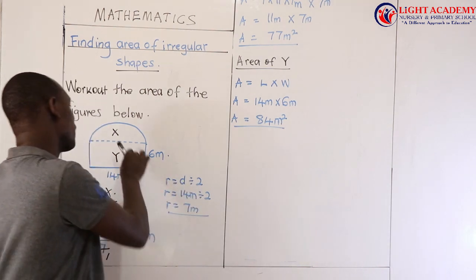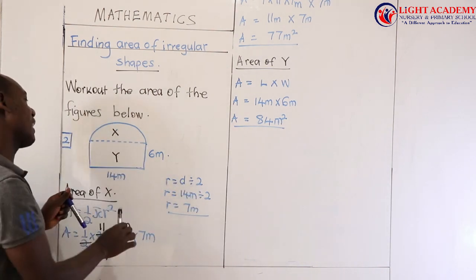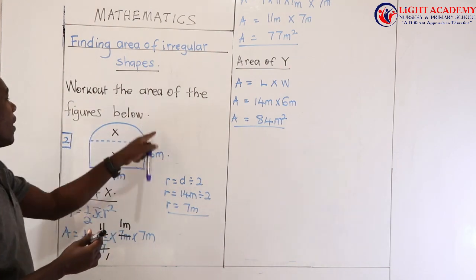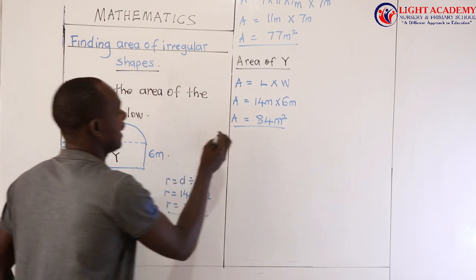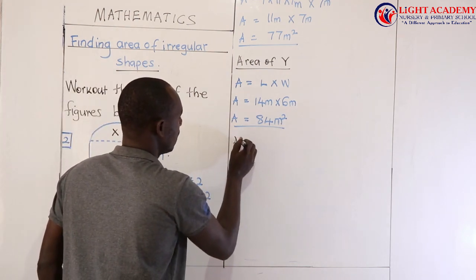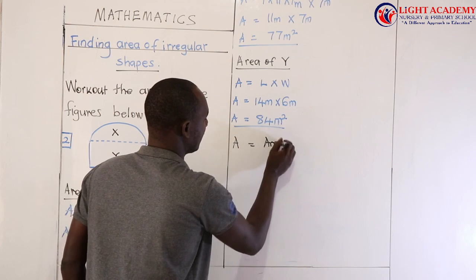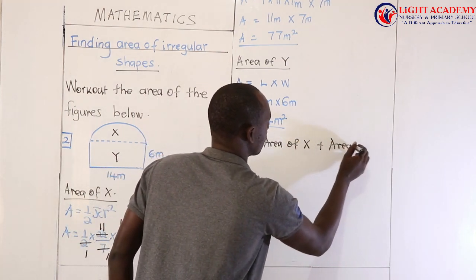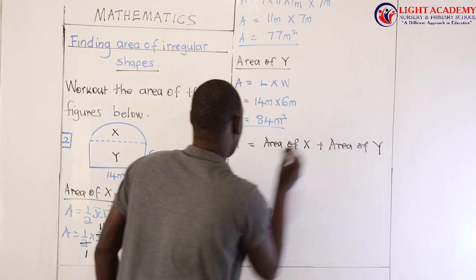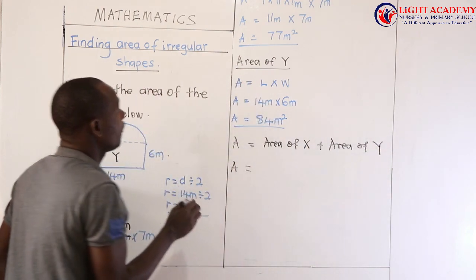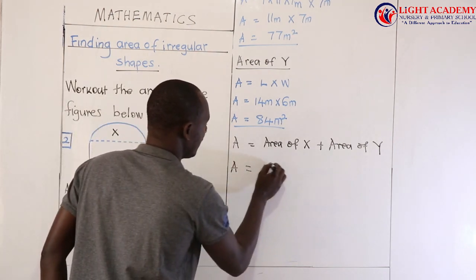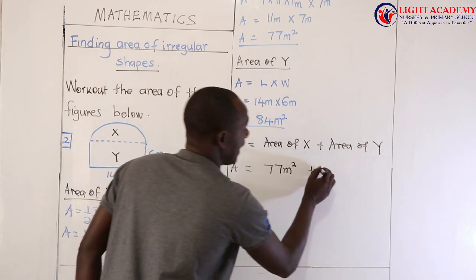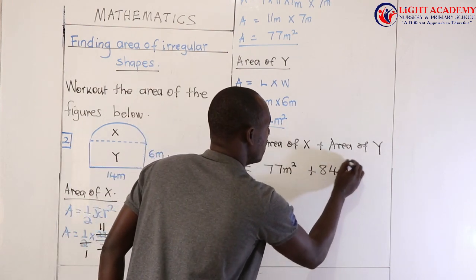Now in this case, we have got the area of x and the area of y. Now the task is to work out the area of all of this figure. So that means to work out the area of all of this irregular shape, its area will be equal to area of part x plus area of part y. Area of part x was 77 square meters plus area of part y, which is 84 square meters.